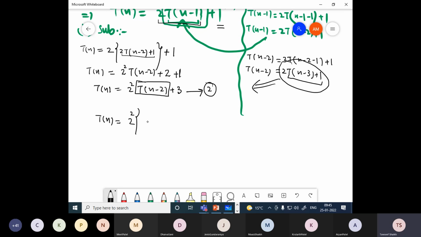So 2 square will be the multiplier of this whole term 2t(n-3) plus 1. Then the 3 of equation number 2 is already there. So while solving this, what we will get is t(n), this 2 and 2 will become 2 cube, t(n-3) plus 2, and this will become 2 square.